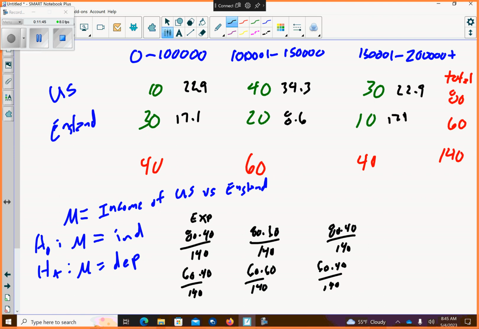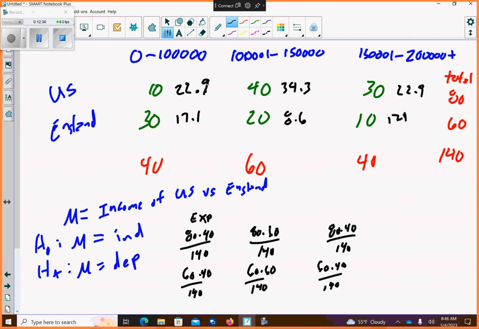Okay, so the black are the expected values. That's a decimal right there, 22.9. The expected value is not the chi-square. Make sense? This just basically means if I were to pick another arbitrary random sample of 140 people from the US and England and figured out what their yearly income would be, the black values are my expected values, what I expect would take place from doing this multiple times.